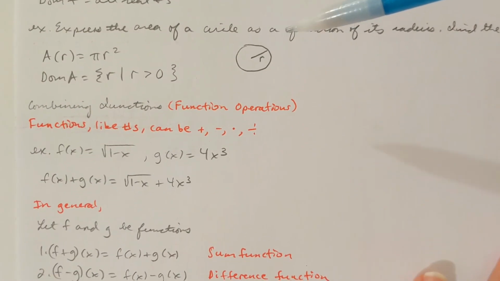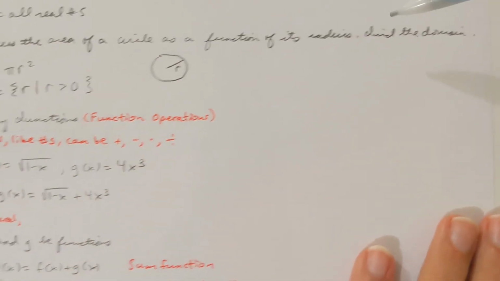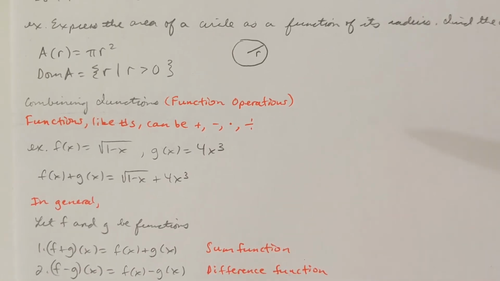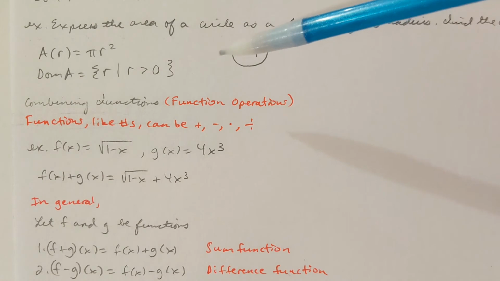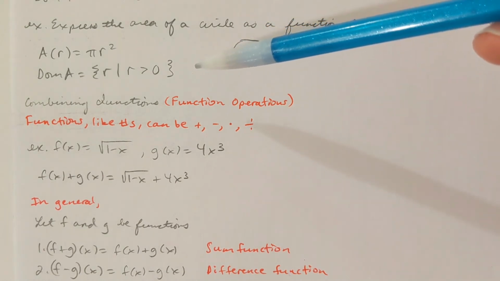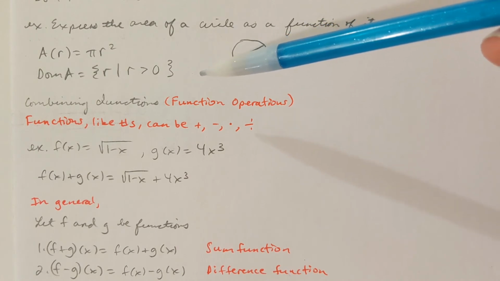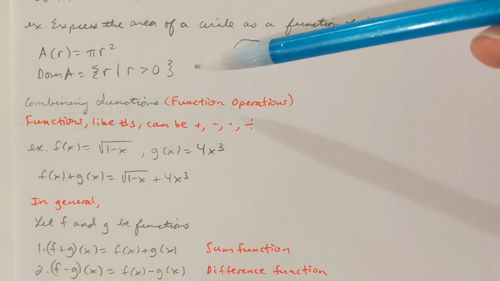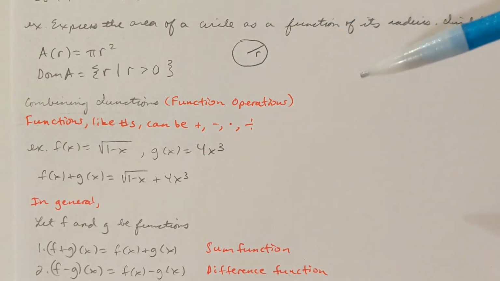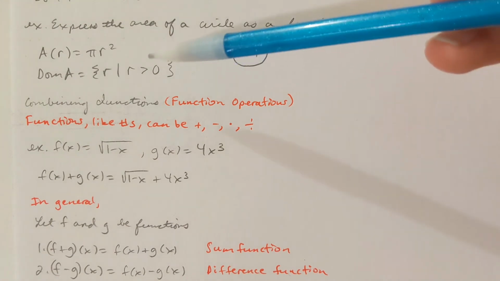Another example: express the area of a circle as a function of its radius. Find the domain. A of r equals pi r squared. A function of the radius, well, the radius would have to be some positive number. I can't have a radius that's negative, that doesn't make any sense. And a radius of 0 gives me just a point. So the radius has to be some positive number.